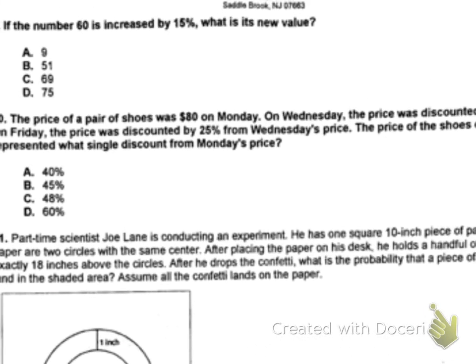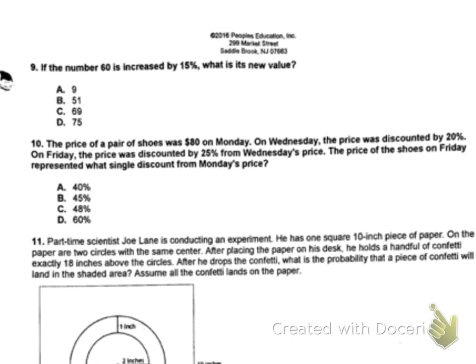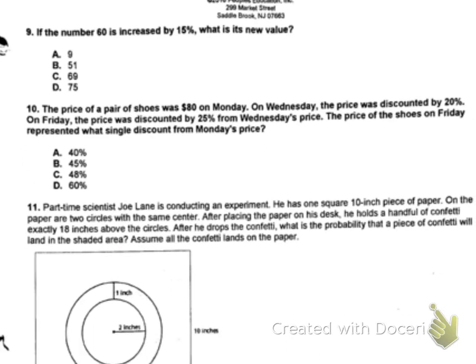Number 9. If the number 60 is increased by 15%, what is the new value? So it's increased. So the way to increase is you have to put a 1 in front of 15% once you take it to a decimal. So what it would really be is 1.15, because I took this to a decimal, times 60. All right, so you get a row of zeros. 30, 9, 6. And so we get 69. The answer, C.